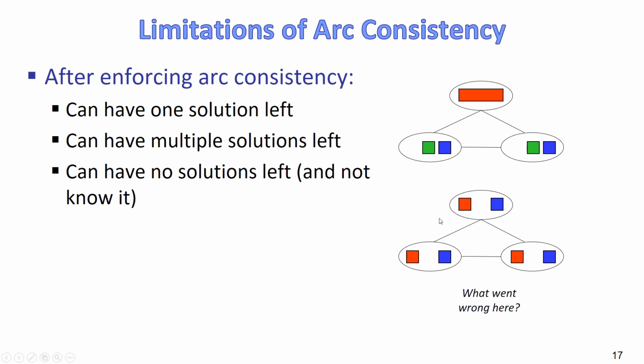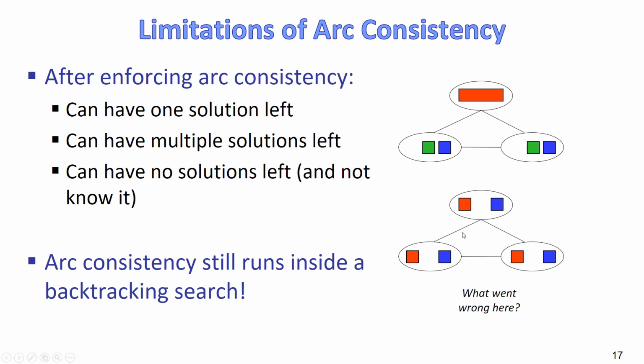If you look at this constraint graph, can we find a solution? Actually, no. There's no way that you find a solution here. If you assign red here, you will have to assign blue here, and then you will have no choice, no option here to assign. So there is no solution actually to this problem. There is a problem with this graph, but arc consistency will not be able to detect that problem.